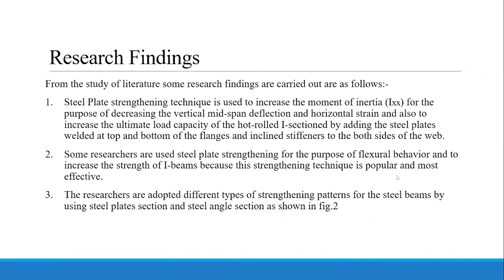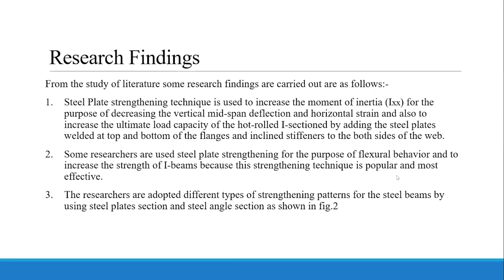First, steel plate strengthening technique is used to increase the moment of inertia for the purpose of decreasing the vertical midspan deflection and horizontal strain, and also to increase the ultimate load carrying capacity of hot rolled I-section by adding steel plates welded at top and bottom of the flange and inclined stiffener on both sides of the web. Some researchers used steel plate strengthening for the purpose of improving the flexural behavior and strength of the I-beam. The strengthening technique is popular and effective.